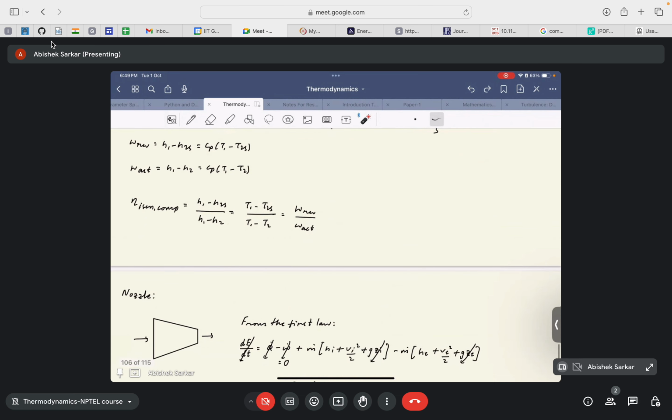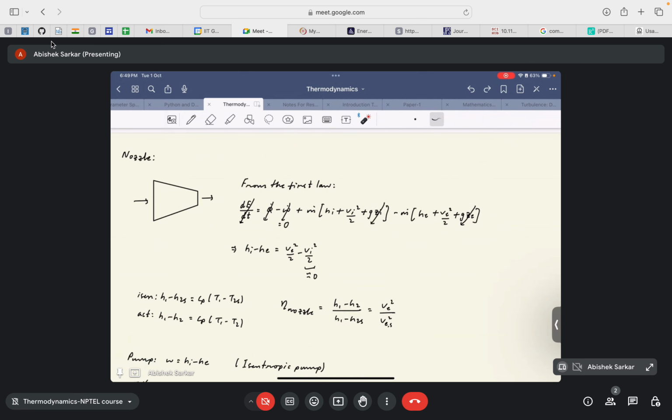Similarly, in the case of a nozzle, we will consider again the first law. We will have d by dt is equal to Q dot minus W dot plus m dot. If we consider a single inlet and single outlet, for a nozzle we consider these systems individually, so we have a single generic mass flow rate m dot, as mass conservation has to hold. So we will have d by dt equal to Q dot minus W dot plus m dot times hi plus vi square by 2 plus g zi, minus m dot times he plus ve square by 2 plus g ze.